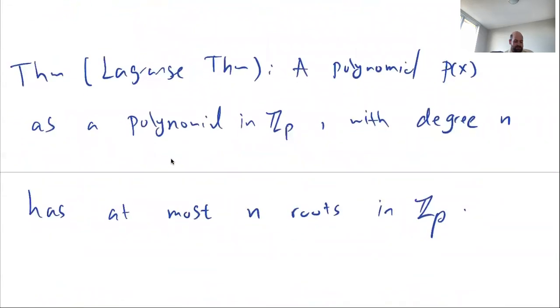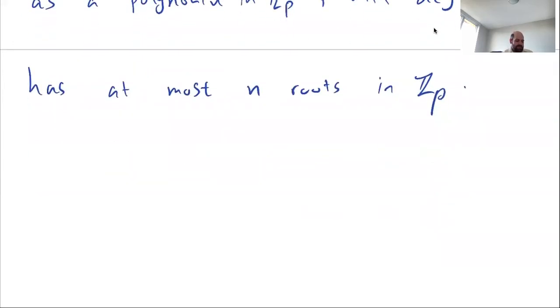But this time, of course, the roots are numbers too. When you look at the polynomial as a polynomial in Zp, the roots must also be in Zp. And how many of them can we have? At most n of them, if the polynomial is of degree n. So let's look at an example of this.